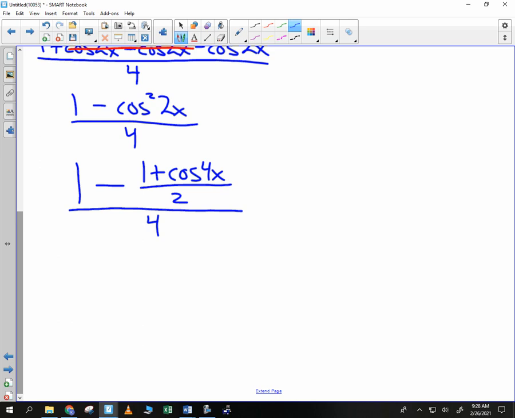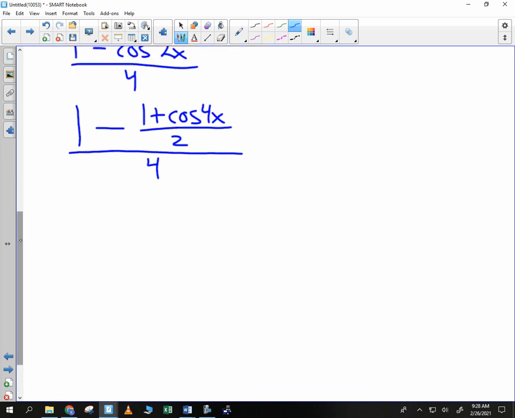Do I have cosine? Check. Do I have first power? Check. So I'm good to go, except I have a complex fraction. So once I get rid of the complex fraction, everything will be fine. So you are almost done. The good thing is that you're really good with complex fractions right now.